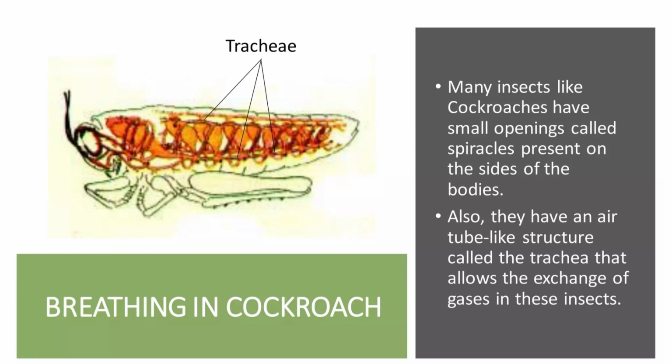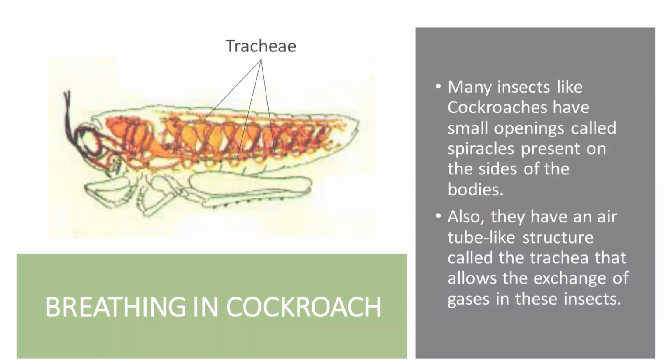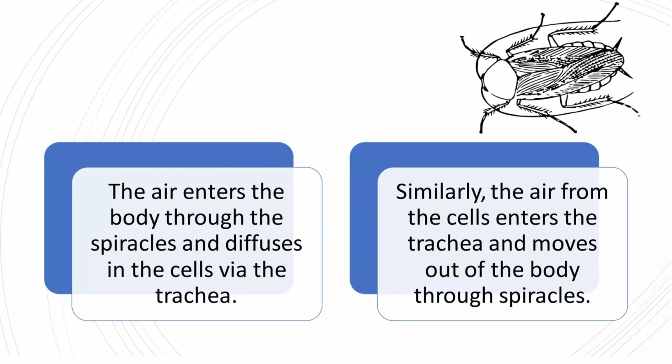Many insects like cockroaches have small openings called spiracles present on the sides of their bodies. Also, they have an air tube-like structure called the trachea that allows the exchange of gases in these insects. The air enters the body through the spiracles and diffuses to the cells via the trachea. Similarly, the air from the cells enters the trachea and moves out of the body through spiracles.